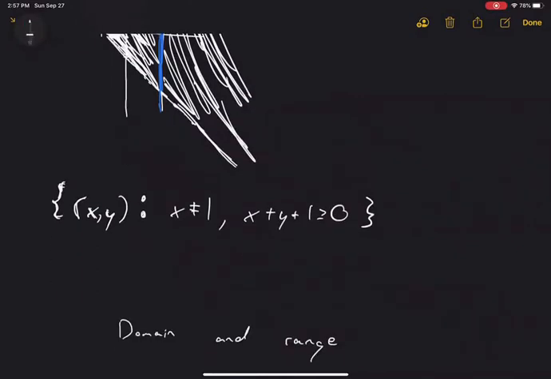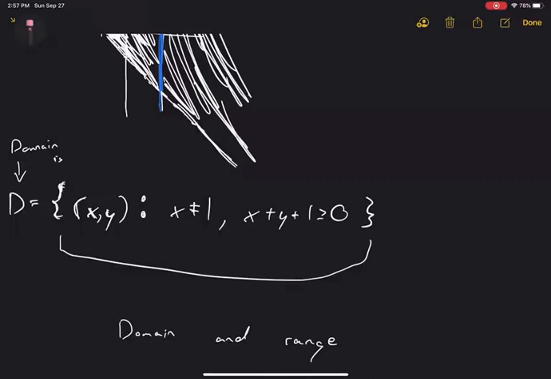So putting it all together, what does this all mean? Our D, our domain, is the set. That's what these braces are, it's set notation. So our domain is the set of all x and y's such that x does not equal 1 and x plus y plus 1 is greater than or equal to 0. So that's how we interpret this notation.